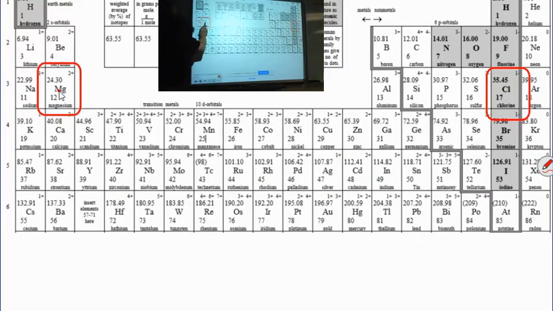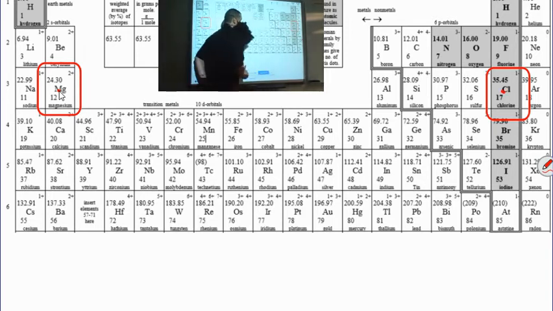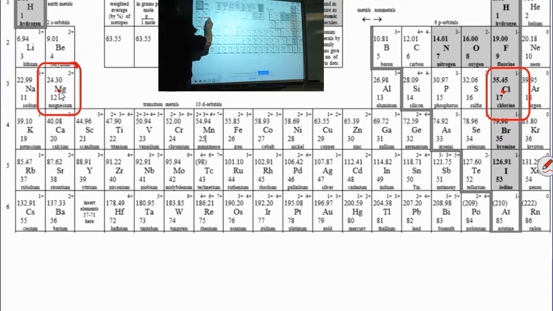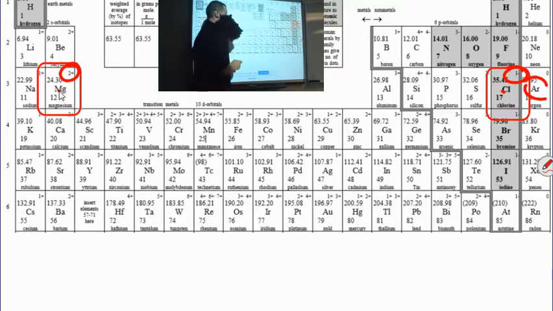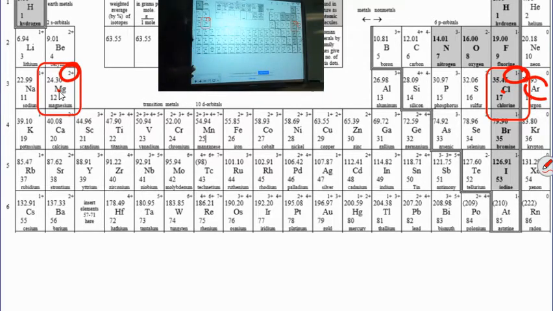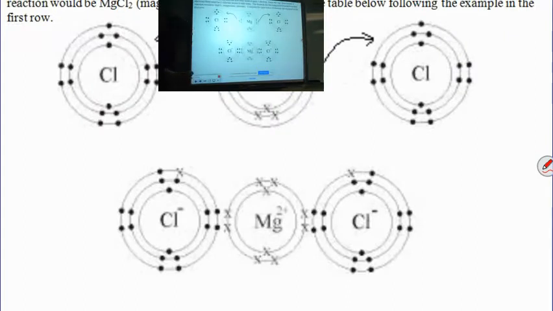So now we're going to look at magnesium, and we're going to look at chlorine. Now, if we look here in this box, magnesium wants to get rid of 2 electrons. That's how it gets a 2 positive charge. Chlorine wants to take on 1 electron to have the same number of electrons as argon over here. So it wants to take on 1 electron, but magnesium wants to get rid of 2. So how does this work?